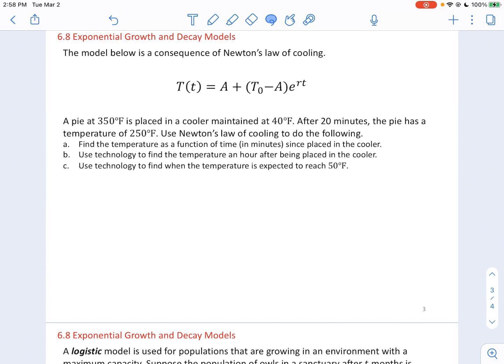So if you were to throw a very hot object into a cold environment, it would cool off more quickly because the gap between the two temperatures is larger. As the object approaches the temperature of the environment, it cools off not as quickly. Same thing if you were to put a cold object into a hot environment, and that leads to a differential equation, which leads to this model here. So all you have to do is know this model.